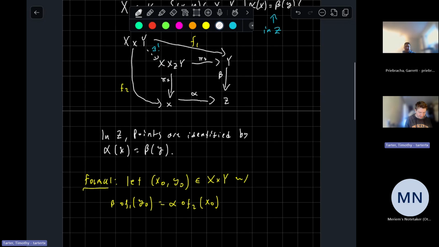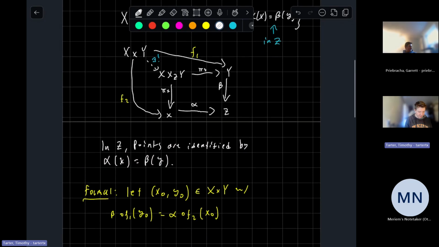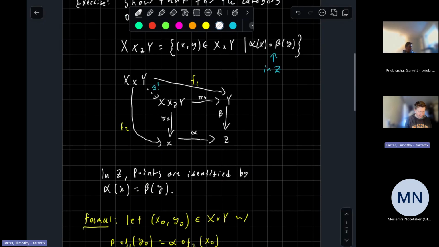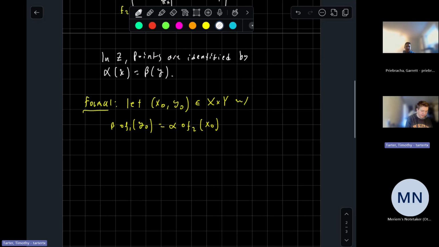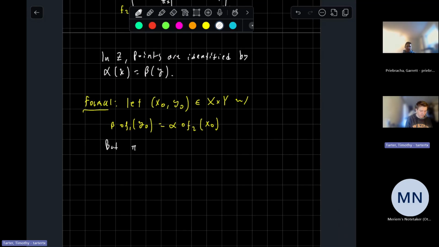And so then we have that this composition works. But then the way that we set up pi x and pi y is basically that beta composed with pi x. Nope. Composed with pi y.